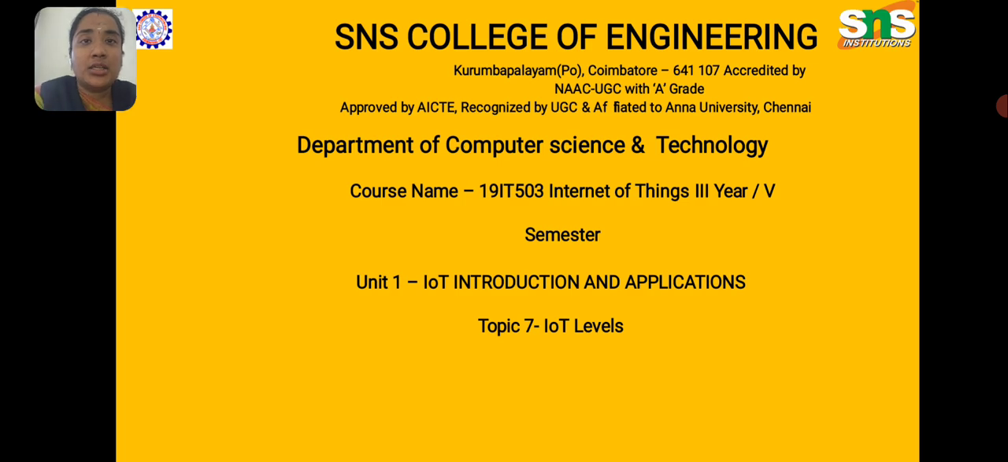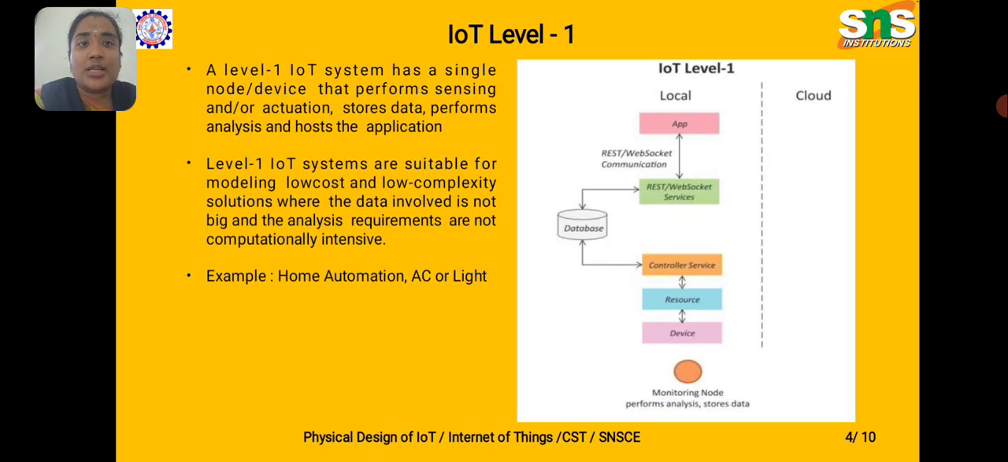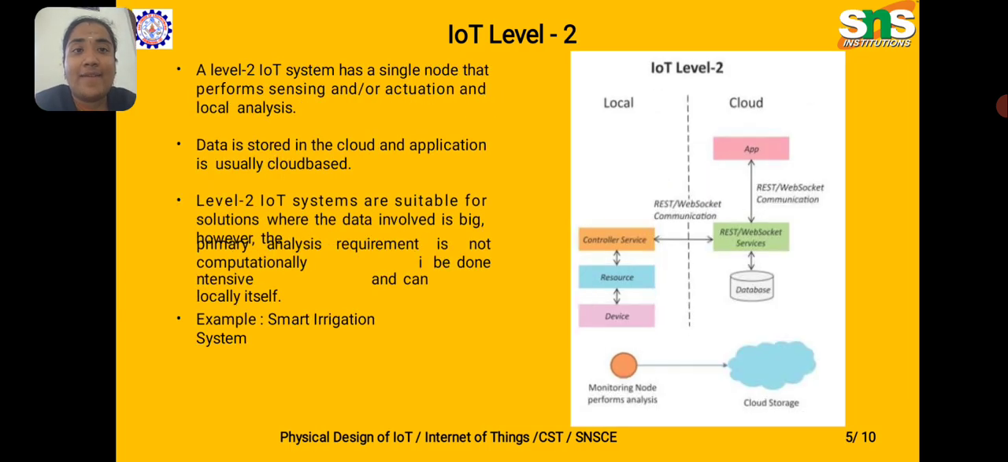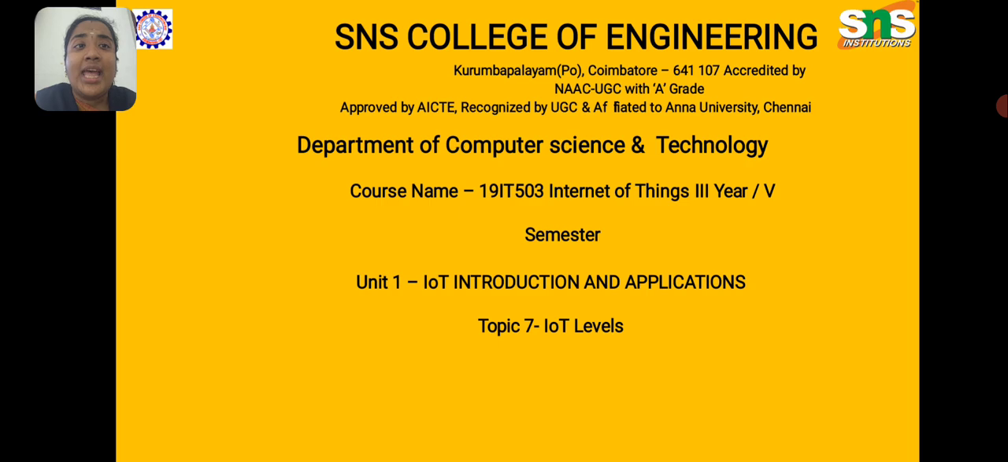In the last levels, in IoT level 1, we have seen an example as home automation, such as lights. In level 2, we have seen a smart irrigation system. In level 3, tracking package handling, etc.